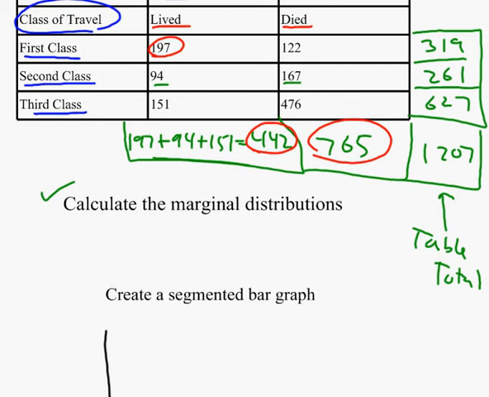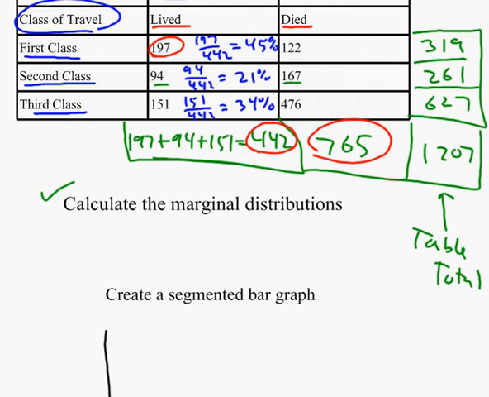And of the people who died, what percent of them were first-class passengers? So we can convert these things into percents pretty easily. So this number, we're going to do 197 divided by 442, and we would get about 45%. And then we could do 94 over 442 and get 21%. And then we could do 151 over 442 and get about 34%. And then notice how those things will add to 100 now.